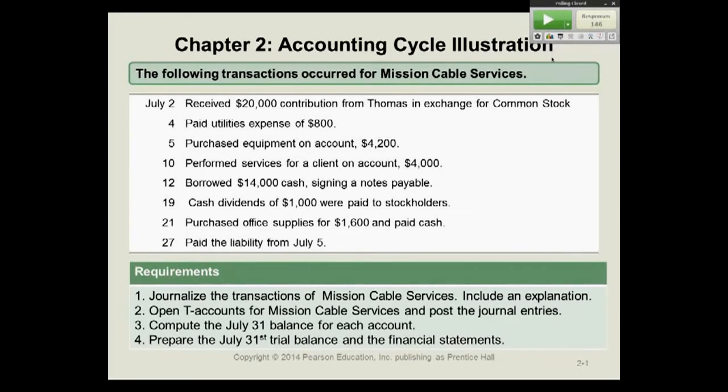Here, how would I trace it back to the general journal? I'd have to have a page number. And the page number would be here. You'd have a posting reference. And that posting reference would be journal page 1. And here you'd have a posting reference. And that would be journal page 1.